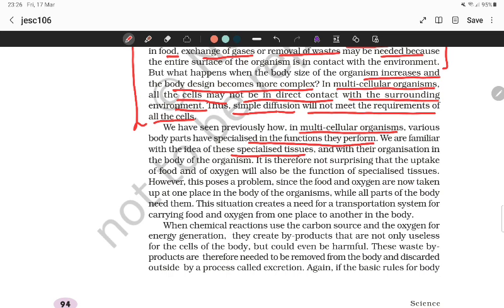So, first was nutrition, next is respiration, and then the transport of the substances from one part of the body to another part of the body, and that is where the transportation, how these organisms have developed themselves, have become more and more complex in their physical form, to help the movement of substances from one part to the other part becomes important. So transportation is one of the very important life processes.